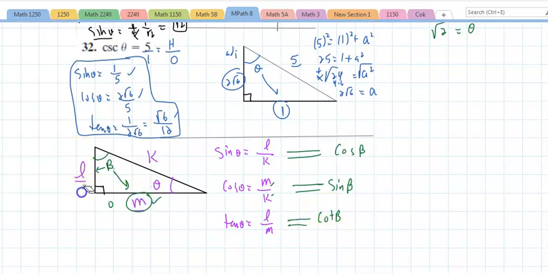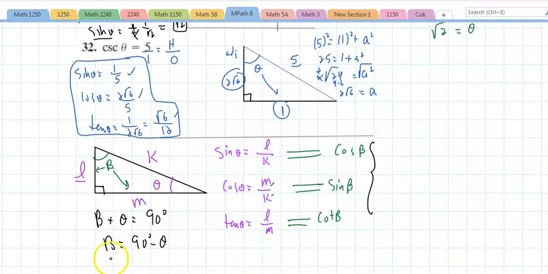And what did we say about this? I just don't want to clutter this for the notes. We said that beta plus theta equals 90 degrees, if you recall. So beta is 90 degrees minus theta, or theta is 90 degrees minus beta.